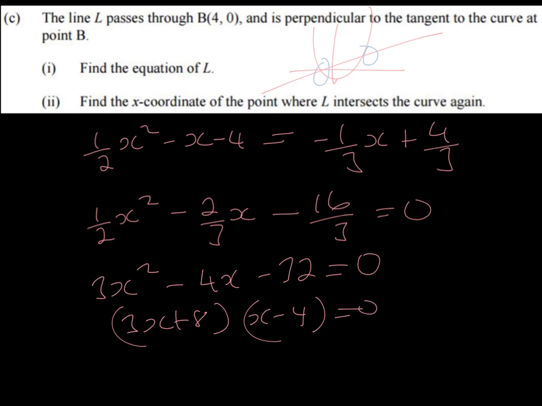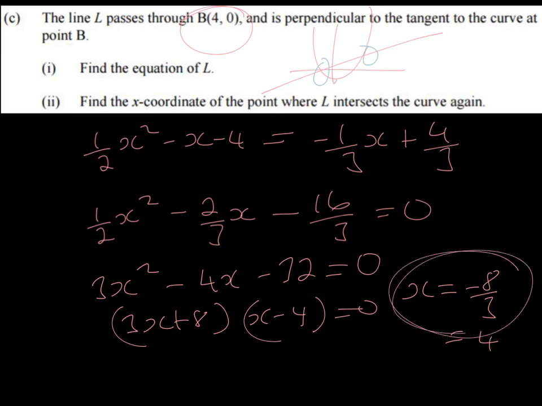However you solve it, you should end up with a value of x as equal to negative 8 over 3, or the other solution which we have already looked at previously, because we were given point B, is 4. So the only solution that we need to get for the mark here is negative 8 over 3.